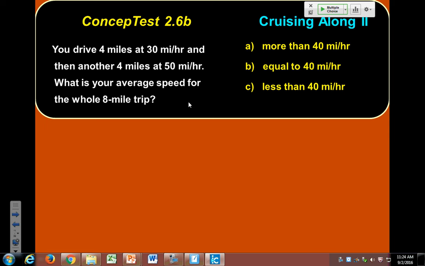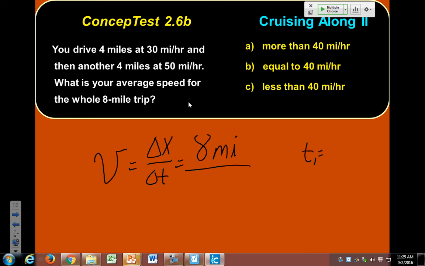Or if you want to do this the brute force method, that's okay too. You could just calculate delta x and delta t. So I'd say v equals delta x over delta t. Delta x is 8 miles divided by delta t. And then you would have to say, well, that's t. You'd have t1 is equal to 4 divided by 30. That's 4 miles over 30 miles per hour. And then you have to do the same for t2. It'd be 4 divided by 30 plus, what, 4 divided by 50.